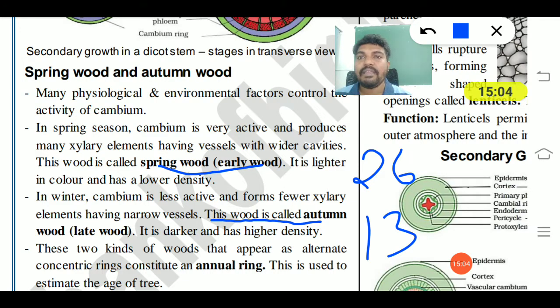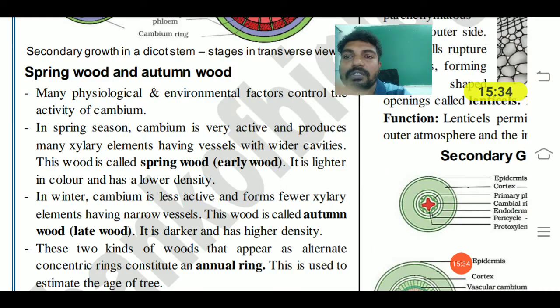It is only with the temperate regions. Because once in a year there will be completion of two rings, and those two rings make the secondary growth, and collectively we call it 1 year. But other than the temperate regions, in a dicot stem there is only one ring, so that itself estimates the age of a tree. Okay, so we'll go with the next portion.